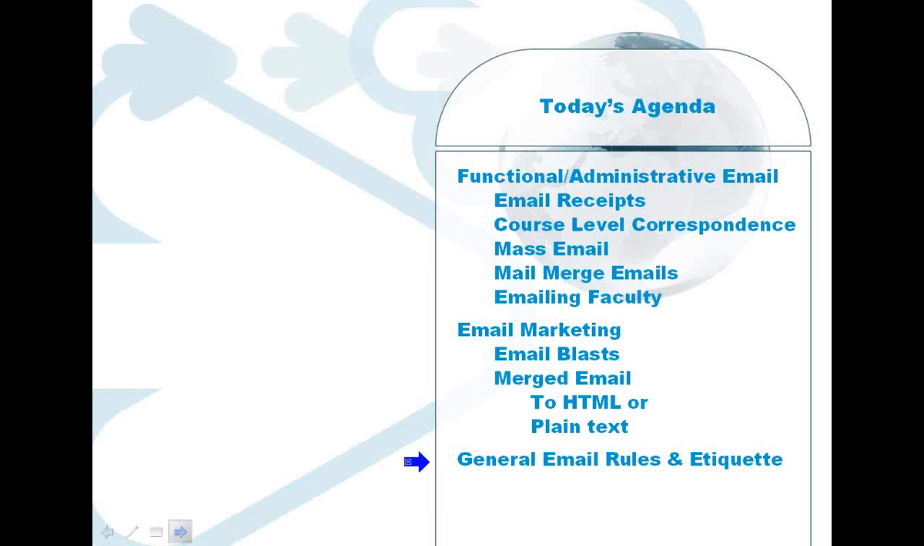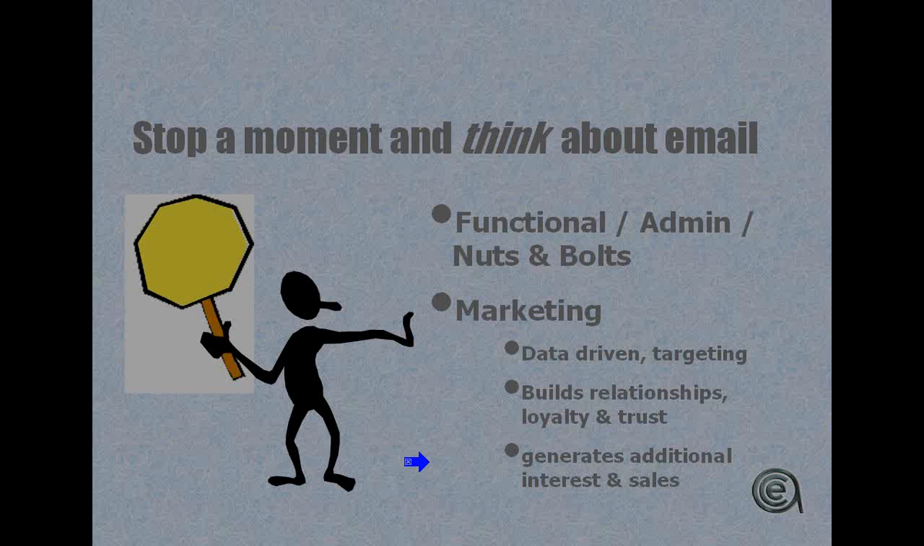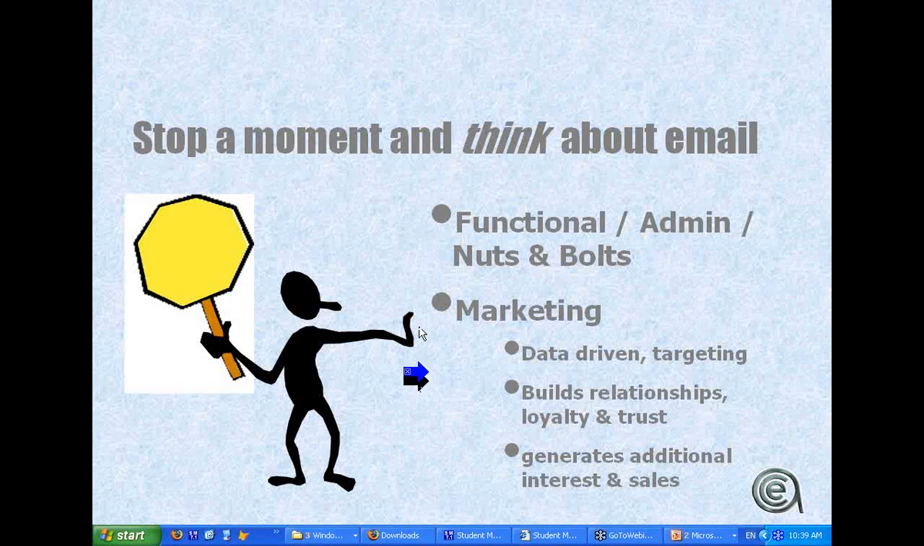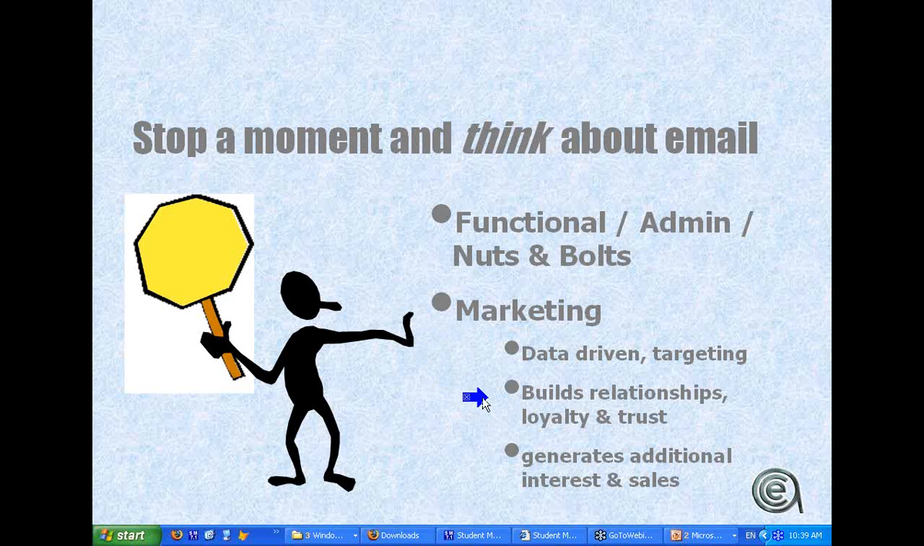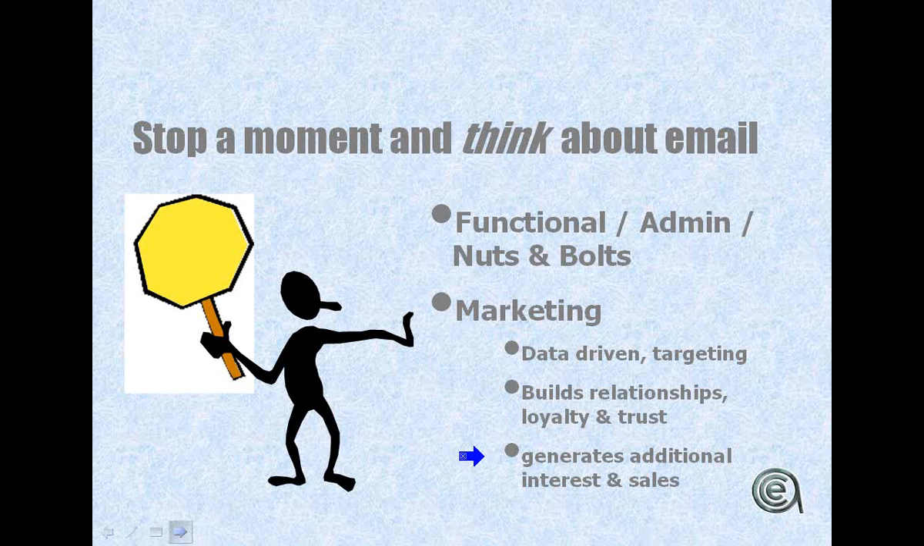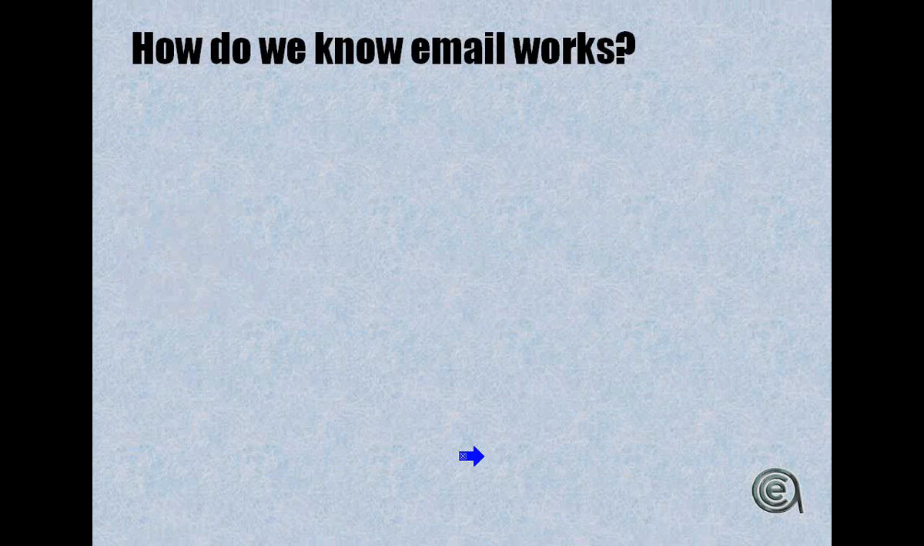So what are we about? Thinking about email. There's the functional nuts and bolts of it, the mechanics, understanding how it works in ACEware on Student Manager, and the idea of marketing, what it is you can do with it, what it might be able to do for your program. And obviously the potential exists to generate additional interest and sales of your programs. How do we know email works?